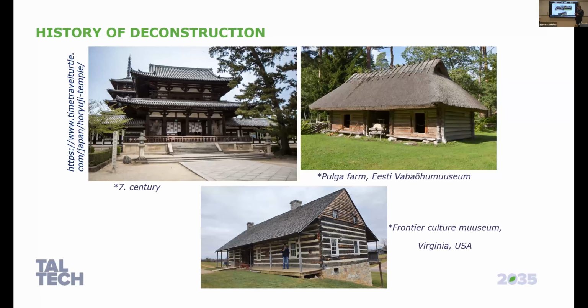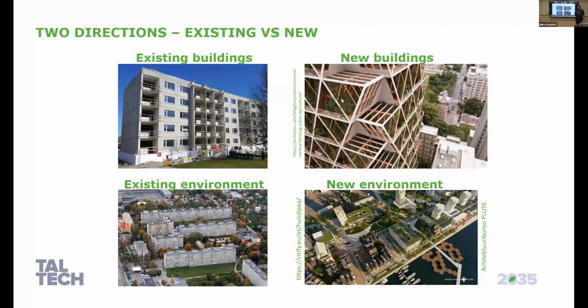And we have also experience from the US and other countries from history where wooden buildings can be deconstructed and reconstructed somewhere else. And we have examples from Estonia where block buildings can be taken apart and put together somewhere else. So when we're talking about deconstructible buildings, or in the case of new buildings, we can use the term design for disassembly, then we have two directions. We have existing buildings on the left, but we can also talk about new buildings and how to create new environment. Today, I'm focusing here on the left side, only on the existing buildings.